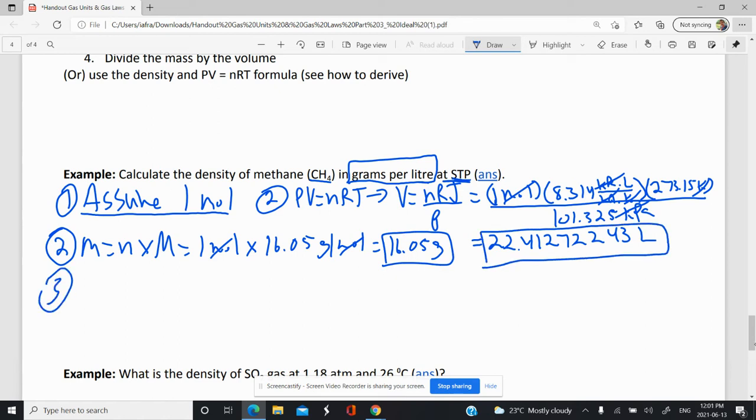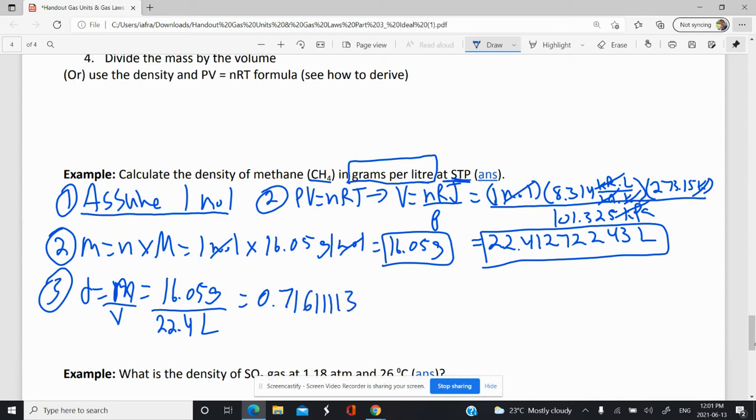So now we simply have to do that the density is equal to mass over volume, which is going to be 16.05 grams over the 22.41272243 liters. I'm keeping all my digits in there though. Now, the sig figs are a bit tricky here because we didn't really give you much information other than STP.